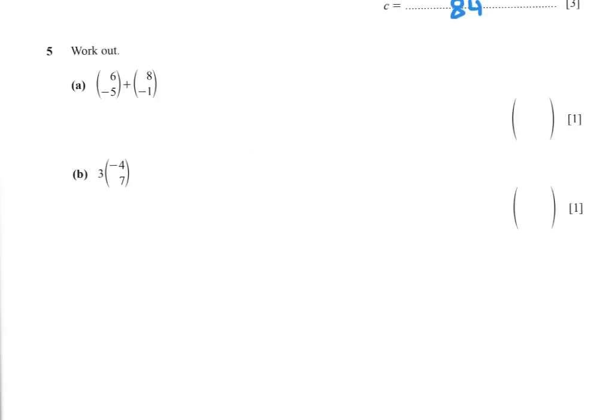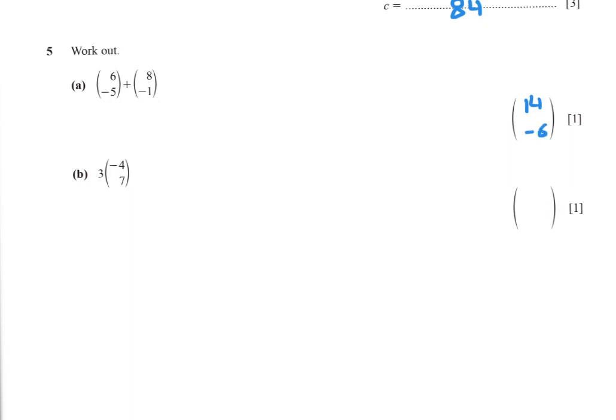Number 5, work out the vector 6 negative 5 plus 8 negative 1. So add x displacement and y displacement together. So 6 plus 8, 14. Negative 5 plus negative 1, so negative 6.